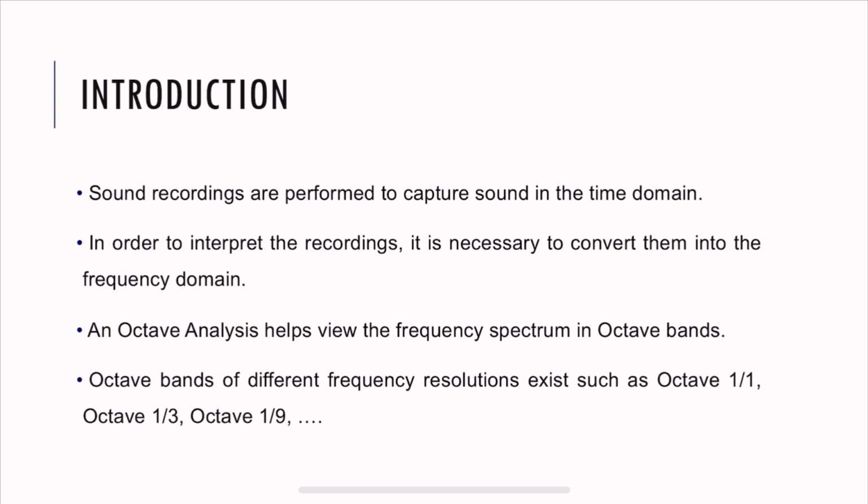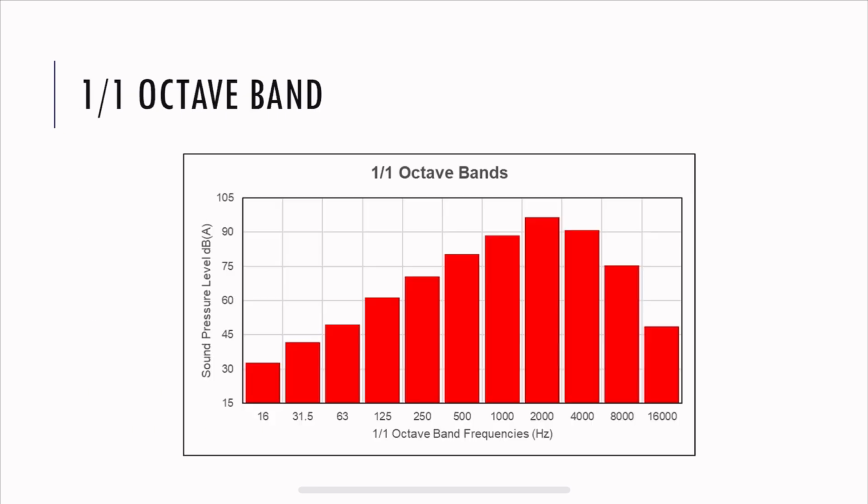bands. There are octave bands of different frequency resolution, and the most basic is 1 by 1 octave bands, and there is higher resolution such as 1/3, 1/9, 1/12, 1/24, and so on. So let's say we take the time signal, perform the octave 1 by 1 analysis, and view the frequency spectrum. This is how it's going to look. The y-axis is the sound pressure level in dBA scale, and the x-axis is 1 by 1 octave band frequency, so it's lower resolution.